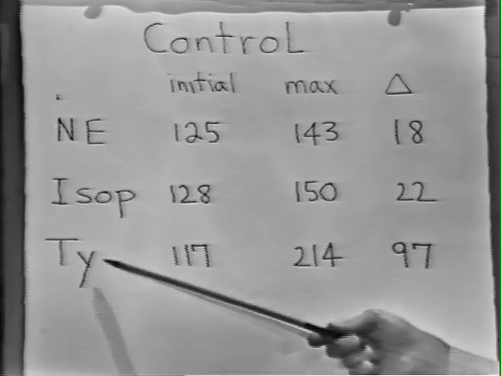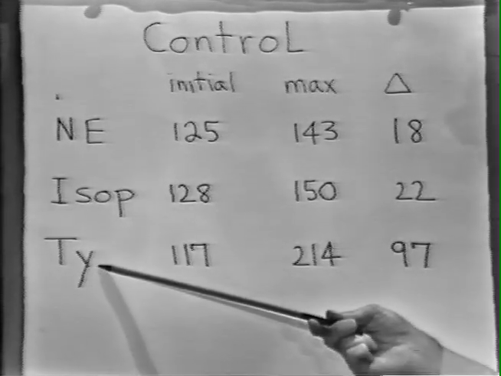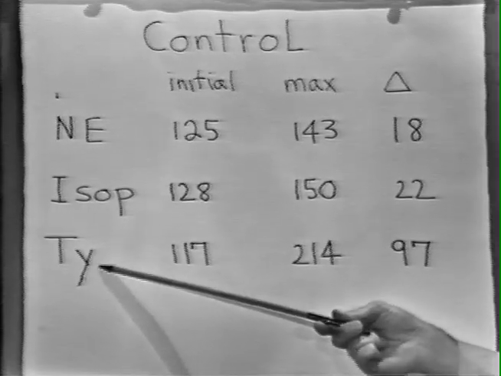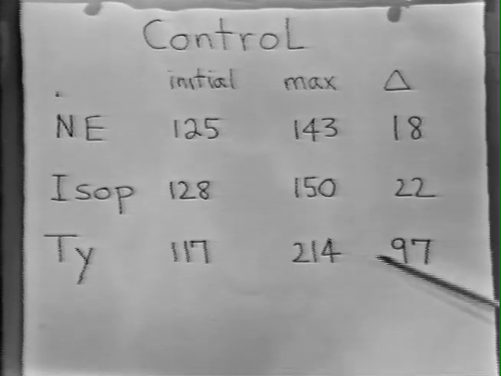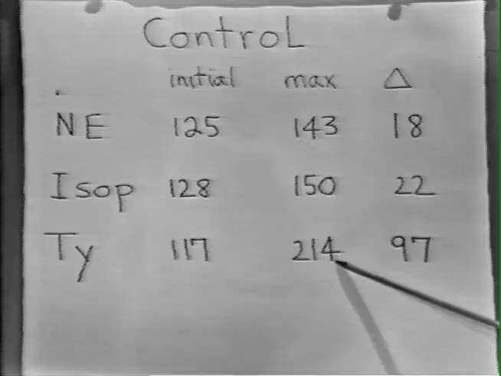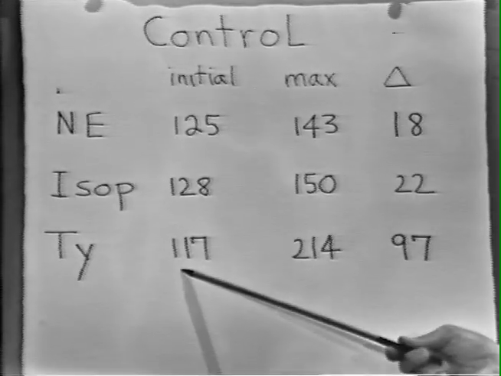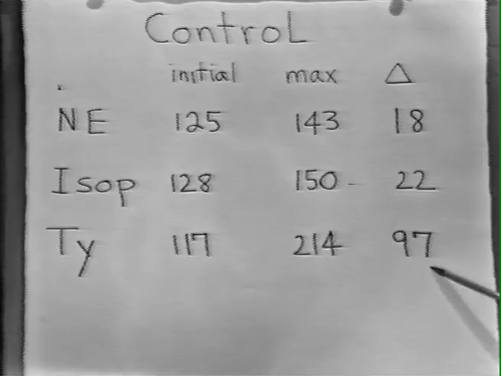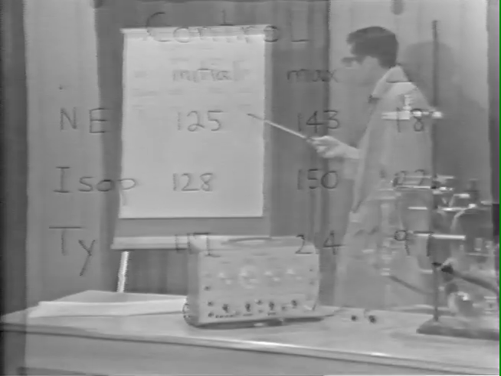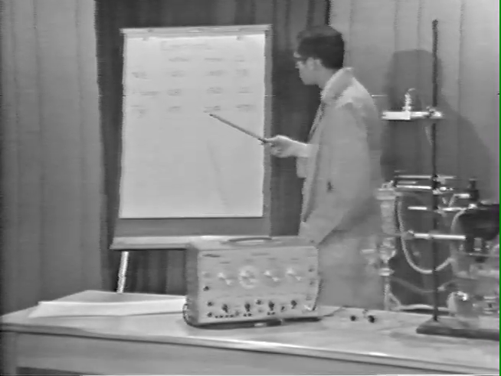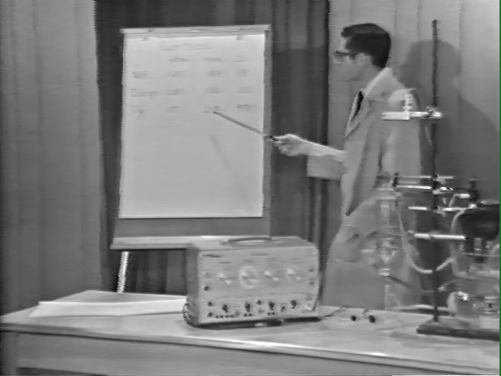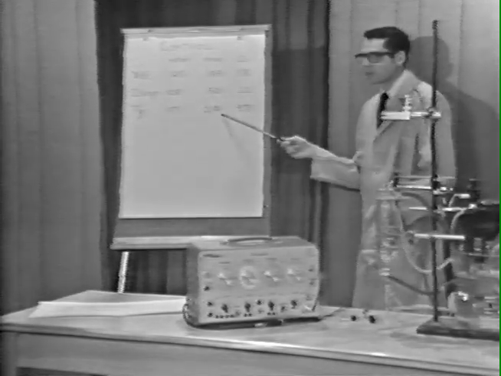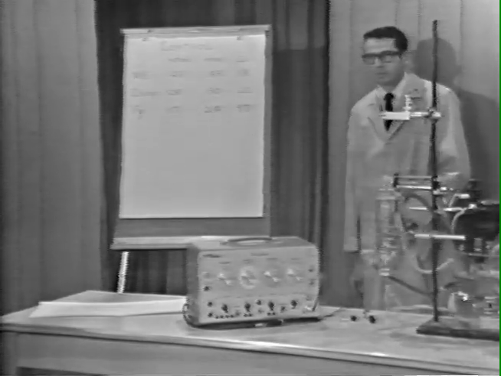However, with tyramine, at a concentration of 1 microgram per milliliter, we have a near maximum response, reaching a contraction rate of 214 from an initial of 117, to give us an increase of 97 beats per minute. The maximum response that we have observed in this preparation was actually 216 beats per minute, so that we have essentially a maximum response with tyramine.